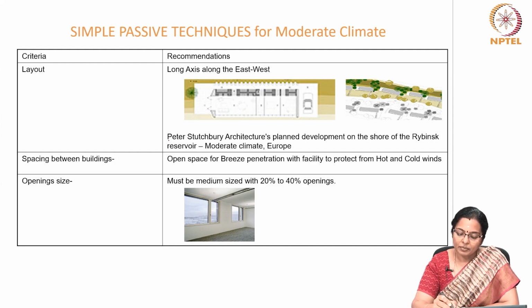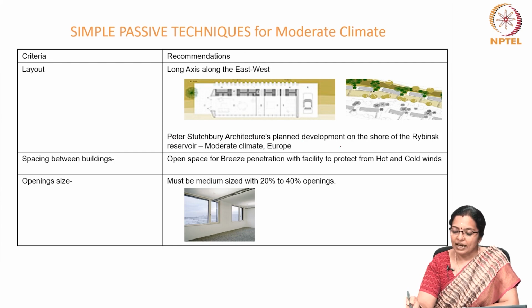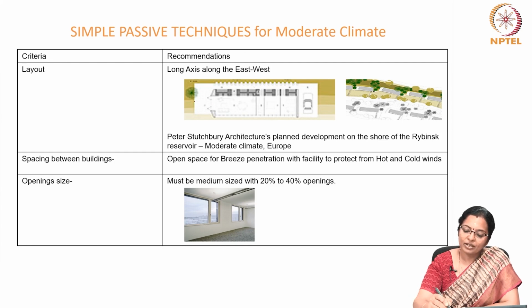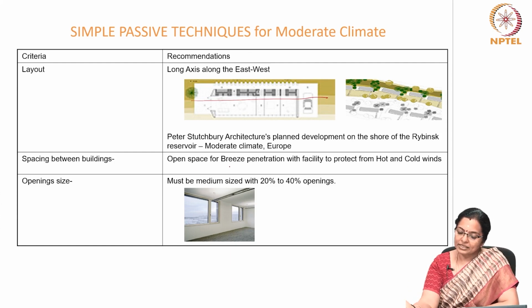So, here Peter Stutchbury architects had planned a development on the shore of Rebinsk Reservoir for a moderate climate in Europe, and you can see clearly how the long axis is along the east and west direction. Open space for breeze penetration with facility to protect from hot and cold winds must be there, and there must be medium sized openings of 20 to 40%.